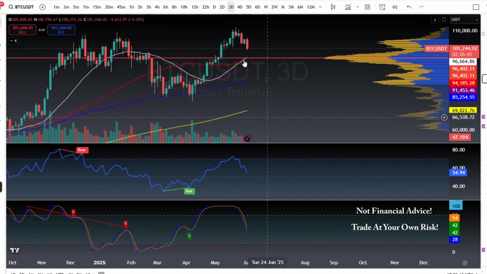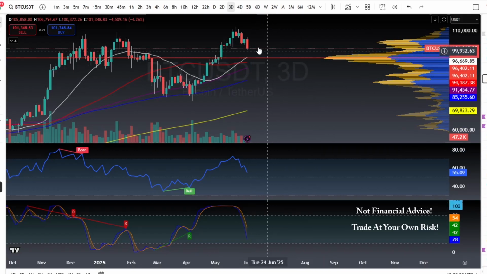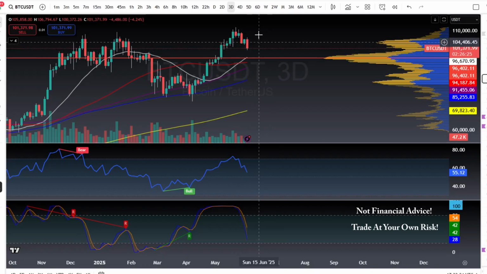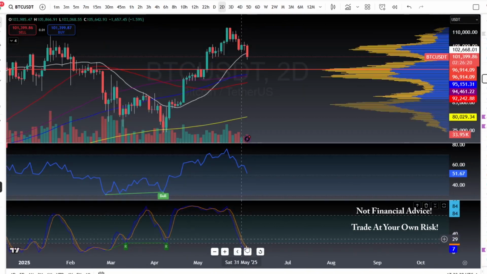Now we take a look at the 3-day chart. Stochastics on the way down. We're still far away from the 21-day moving average, which is at 96,665. As you can see, we still have room to continue going down, especially with the stochastic like this. And this candle closes in about 2 hours and 26 minutes, so this is going to be a very interesting candle to look at.